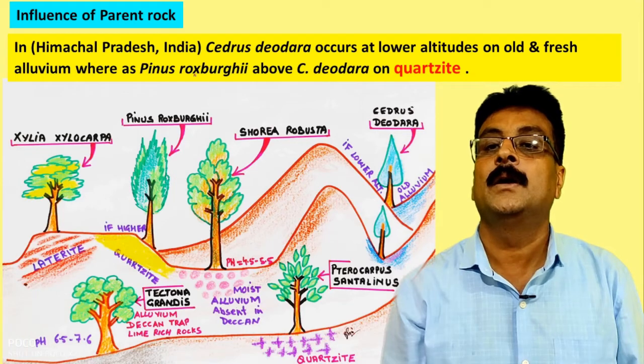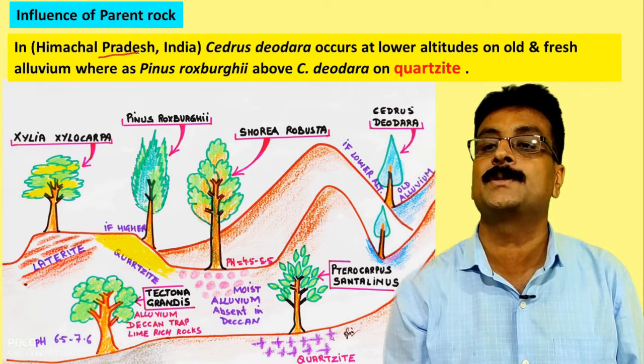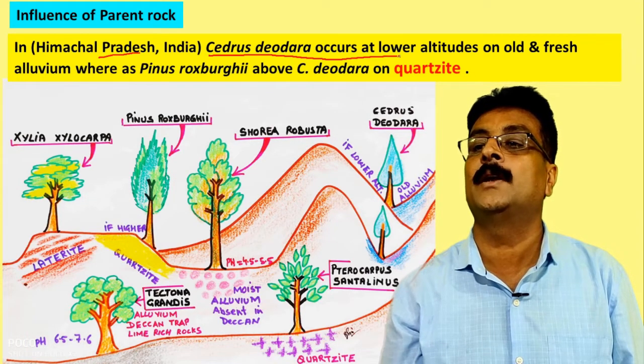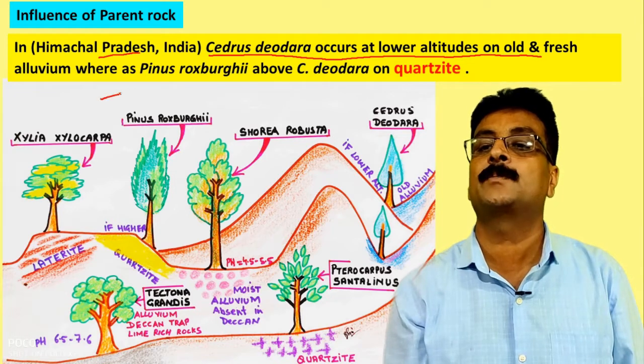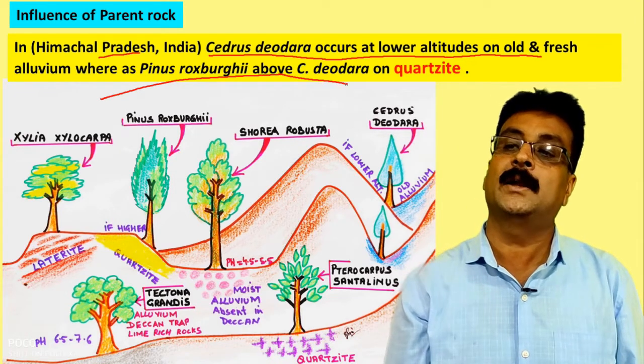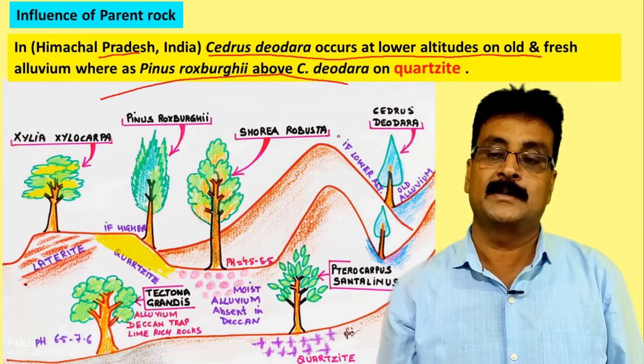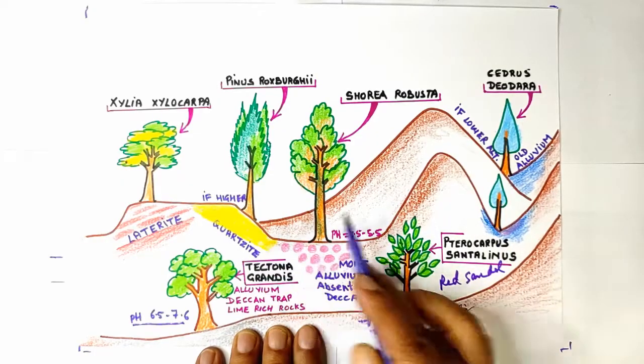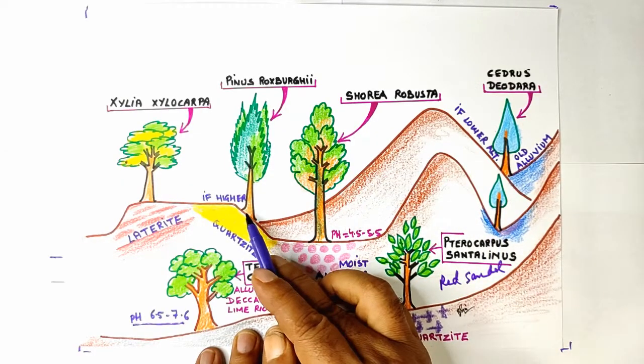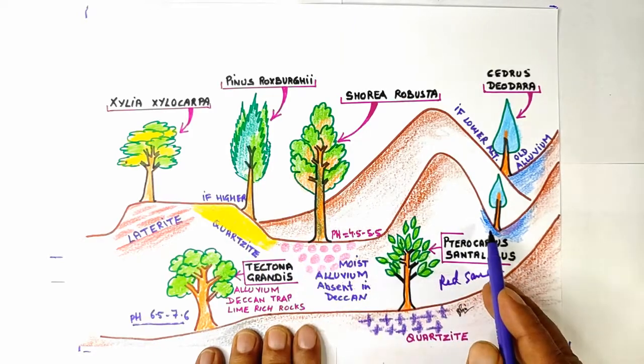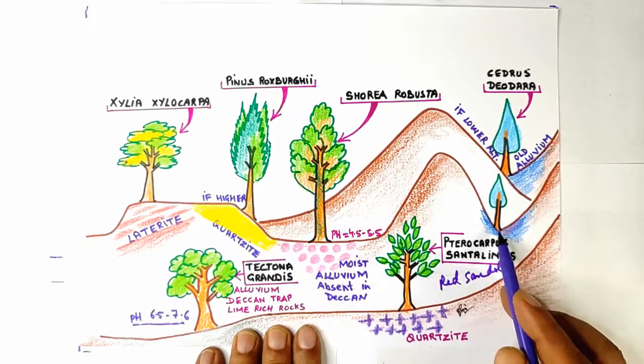This is one case in Himachal Pradesh, where Cedrus deodara occurs in the lower altitude on fresh alluvium, whereas Pinus roxburghii is above deodar in quartzite soil. Just because of what? Just because of the parent material or the geological formation, you can find this one in the higher and this one, deodar, on the lower.